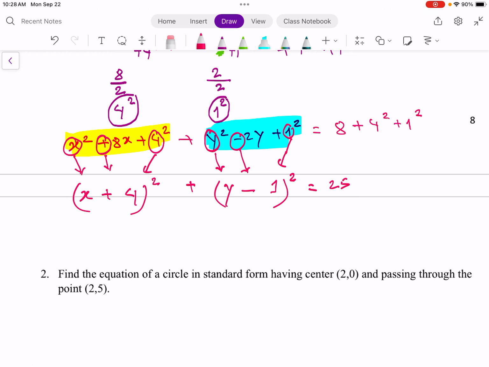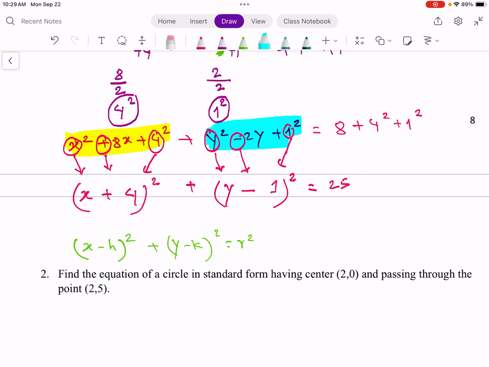Any question? We are rewriting this trinomial as a square of a binomial. Okay. Now, is this in our standard form? Our standard form is (x minus h) square plus (y minus k) square equals r square. So this is the standard form. We need to write it in this standard form.